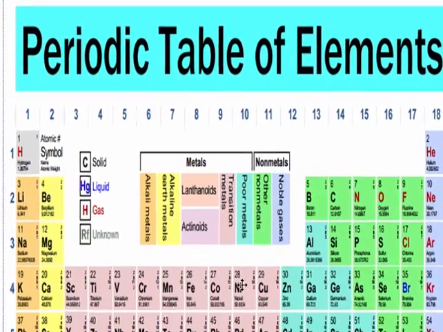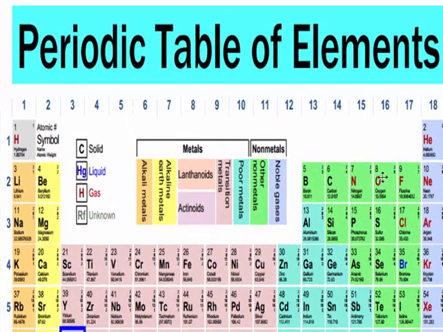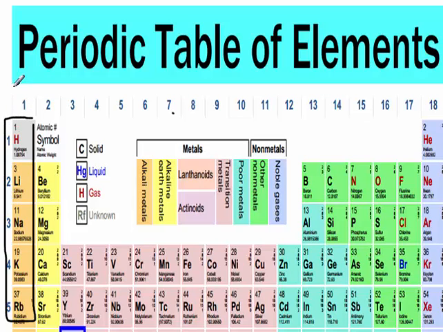Now we look at some other groups, each little family. We talked about how groups are arranged into families. In your periodic table it'll say 1A. This whole group is called the alkali metals. Lithium, sodium, and potassium are alkali metals.